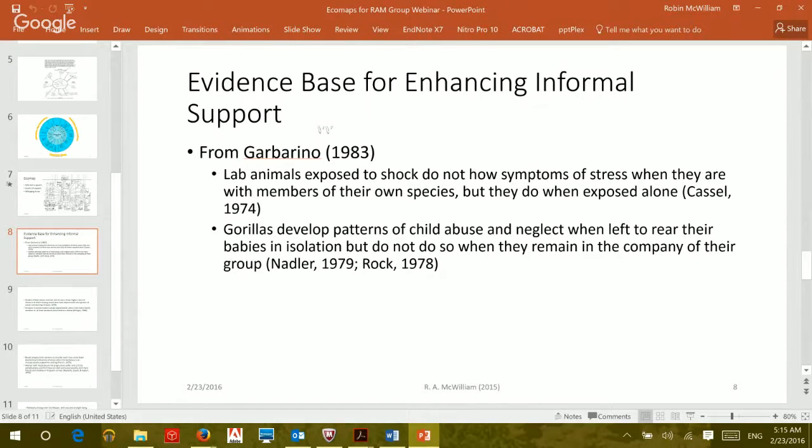Jim Garbarino in 1983 reported on work by Castle showing that lab animals exposed to shock do not show symptoms of stress when they are with members of their own species, but they do when exposed alone. Nadler and Rock showed that gorillas develop patterns of child abuse and neglect when left to rear their babies in isolation, but do not do so when they remain in the company of their group. So there's something about being with other people, in our case.